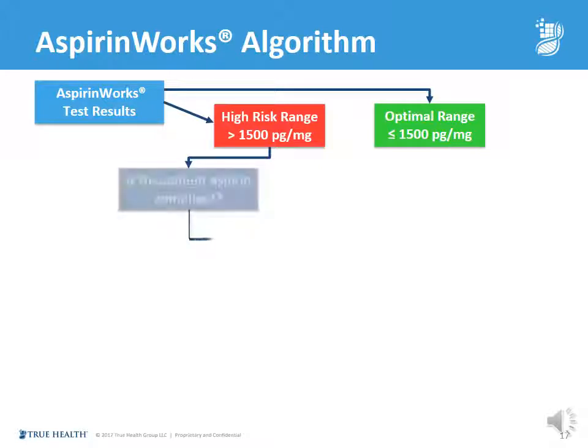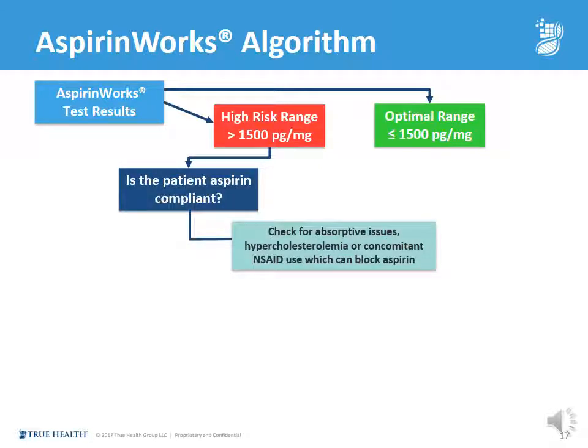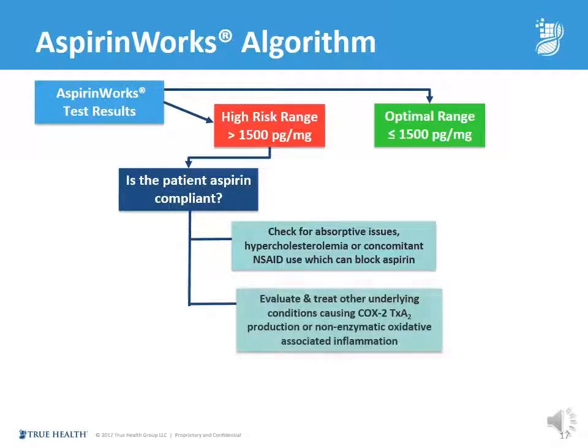So, in circumstances where the biomarker is abnormal, review patient compliance, check for absorptive issues with the aspirin, make sure lipids are very aggressively treated, and that there are no drug-drug interactions that might be on board, such as concomitant use of NSAIDs. Then you have to evaluate, COX-1 is probably taken out if you're on aspirin, what might be causing the COX-2 pathway or the oxidative pathways. And then, if identified, they would have to be addressed.